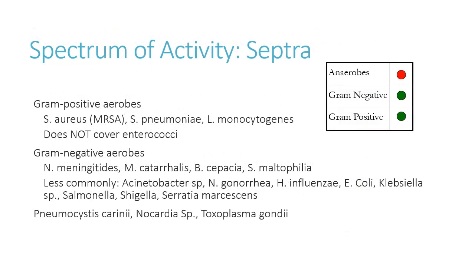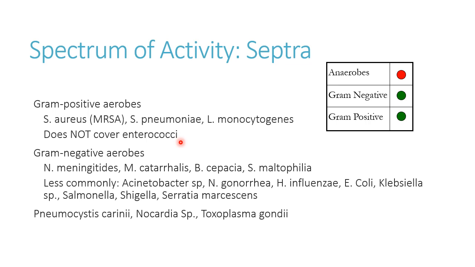So as far as coverage goes, Septra has very good coverage. So we're going to see things like MRSA tends to get covered with Bactrim, which is nice, especially for things like skin infections and whatnot. Strep pneumo will cover. Listeria will be covered by this as well, so it's kind of a unique thing. However, it does not cover Enterococcus. So this isn't really good for GI infections necessarily.